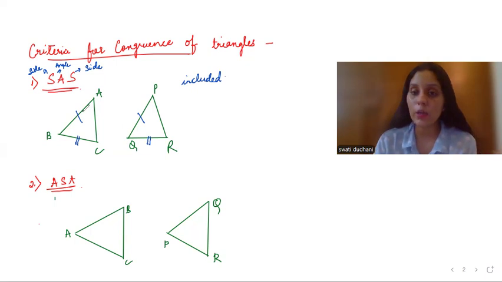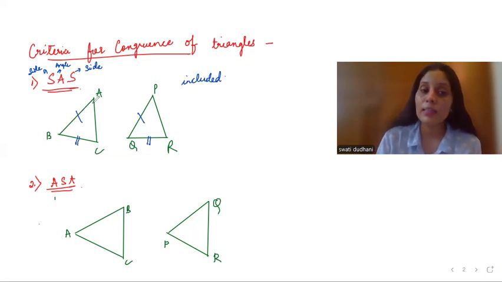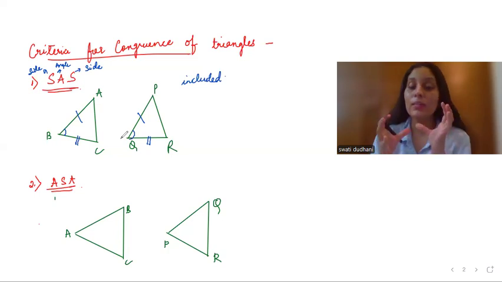Now, what is the included angle? If I consider side AB, side PQ, BC, QR, my included angle will be angle B and angle Q, because that angle is common to both the sides.